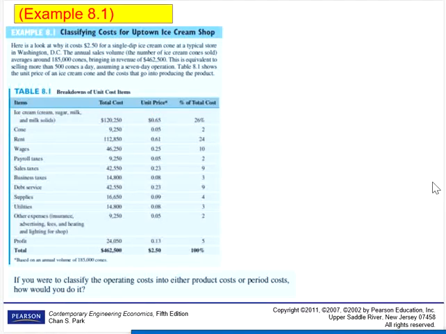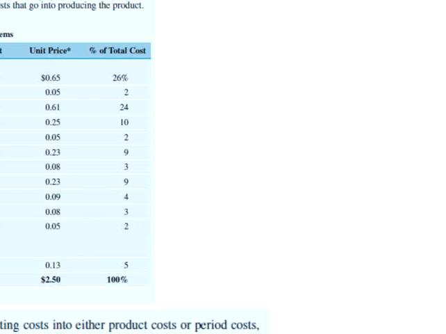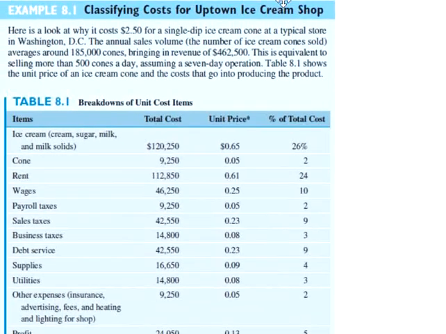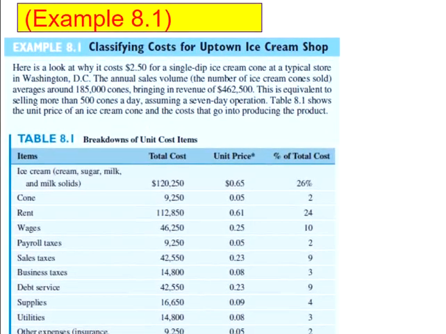Now I'll explain more with example 8.1 given in our book as well, right? If you look at this example, you can find out how we can classify costs for this ice cream shop. If you read it carefully, remember what the given information is here. Actually, I'll just explain. This is our example number 8.1.